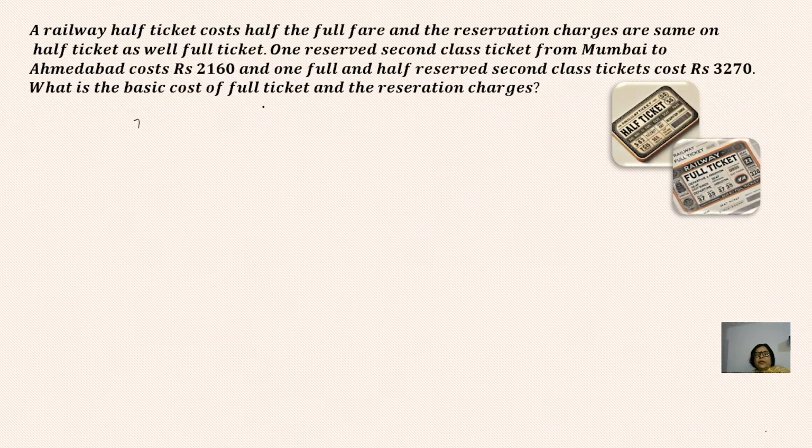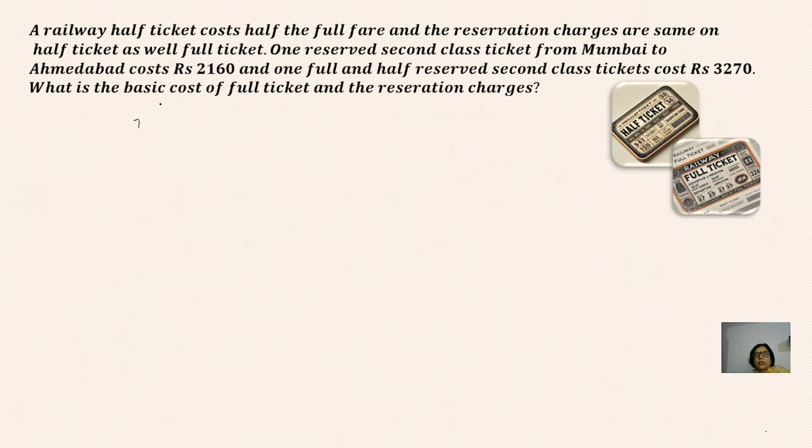Moving on to the next question: a railway half ticket costs half the full fare, and the reservation charges are the same on the half ticket as well as the full ticket. One reserved second class ticket from Mumbai to Ahmedabad costs rupees 2160, and one full and one half reserved second class ticket costs rupees 3270. What is the basic cost of the full ticket and the reservation charges? This is what we need to find out based on the conditions provided.